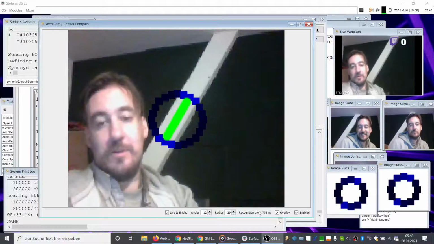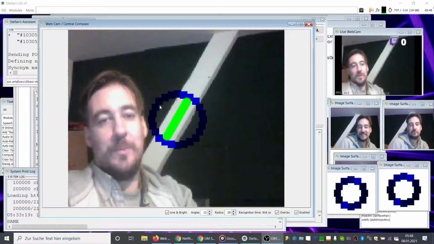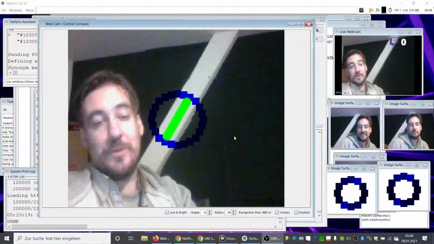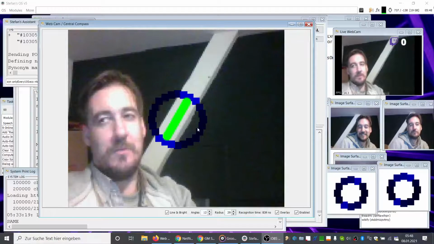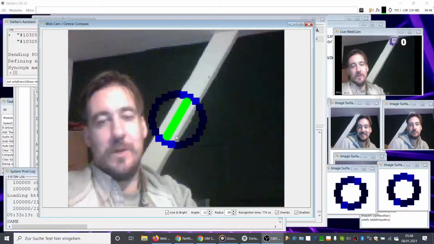And our recognition time is below 1 microsecond. So we can do 1 million of these compass recognitions per second. So if you want a frame rate of, say, 50 recognitions per second, RPS, frames per second, whatever, we have 20,000 microseconds to work with, so we can do 20,000 compasses.